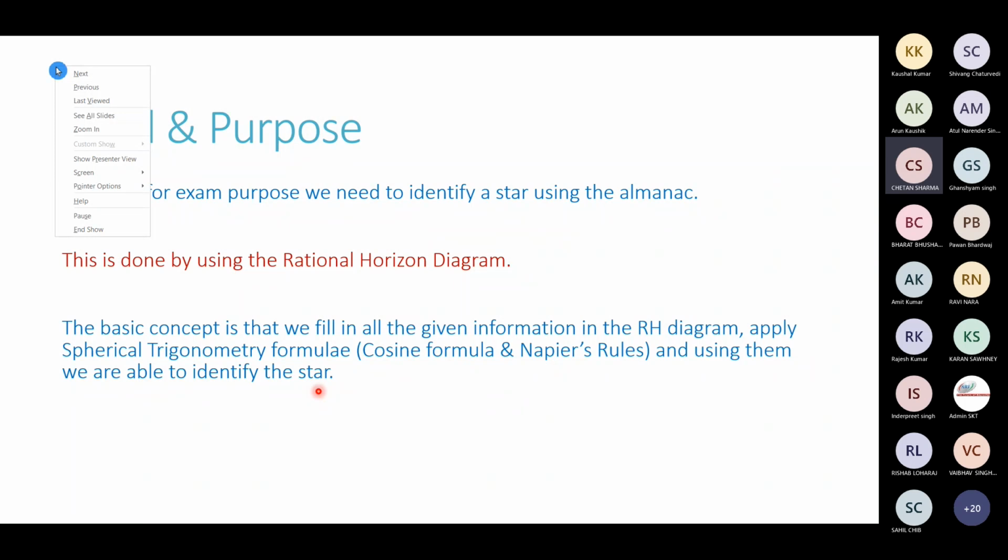Yeah, that's right, beta. We find the declination. Not only the declination, we find two things basically: declination and the SHA, Sidereal Hour Angle. We find both of these. And once these two are known, then we can use the almanac to identify which star is the one for which we have observed or taken the sight.